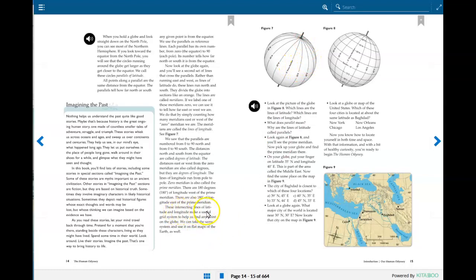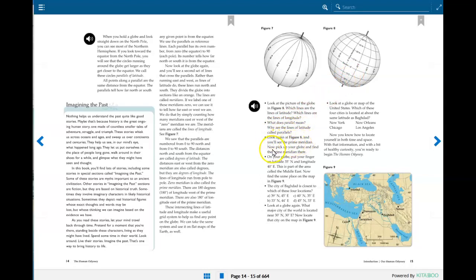These intersecting lines of latitude and longitude make a useful grid system to help us find any point on the globe. We can take the same system and use it on flat maps of the Earth as well. Look at the picture of the globe in Figure 8. Which lines are the lines of latitude? Which lines are the lines of longitude? What does parallel mean? Why are the lines of latitude called parallels?